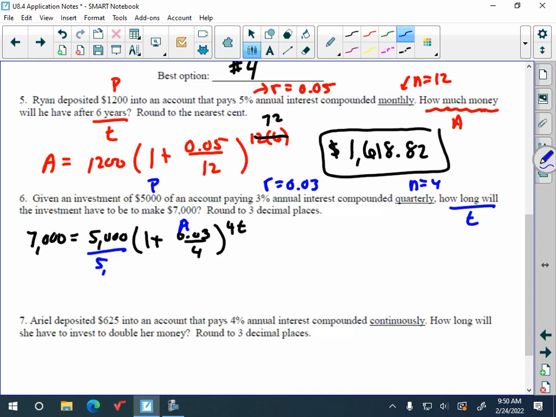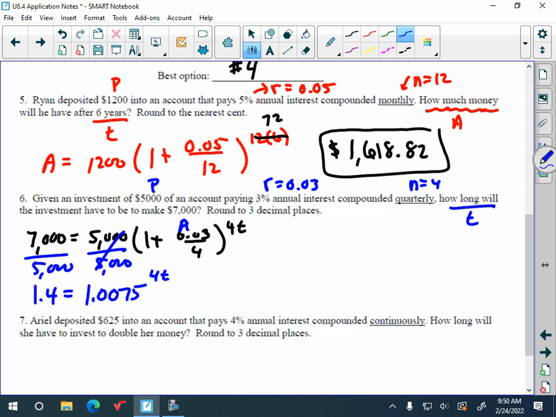So we're going to divide by 5,000. So I'll just simplify this down. Let's see. Okay, this does stop at 1.4, so it's just easier to put in 1.4. All right, so then 0.03 divided by 4 plus 1 is 1.0075 to the 4t power.